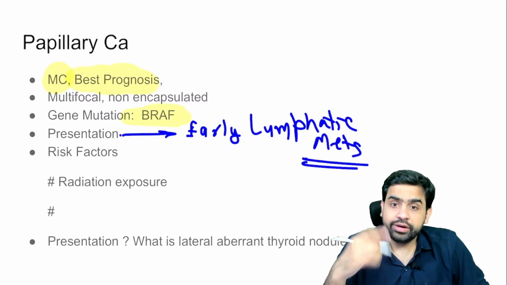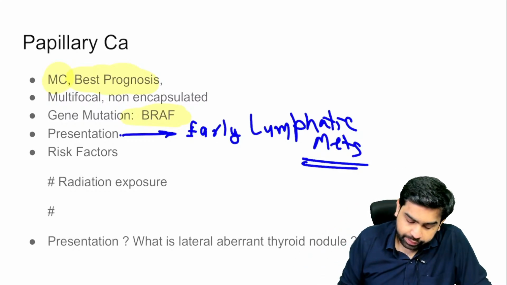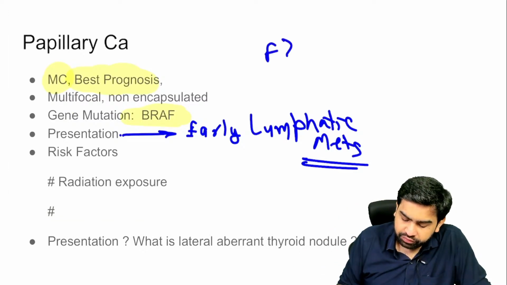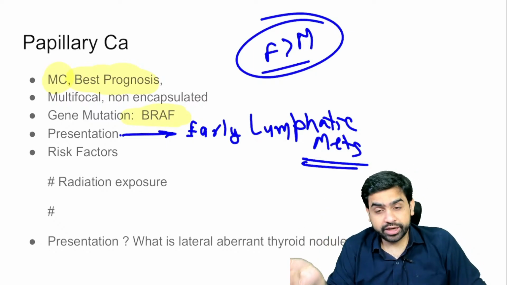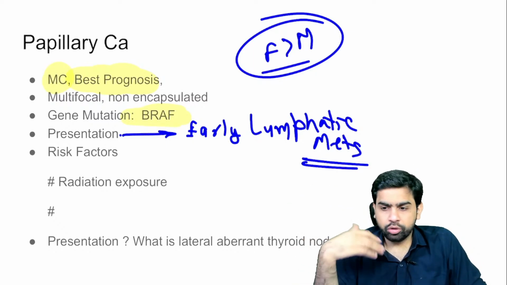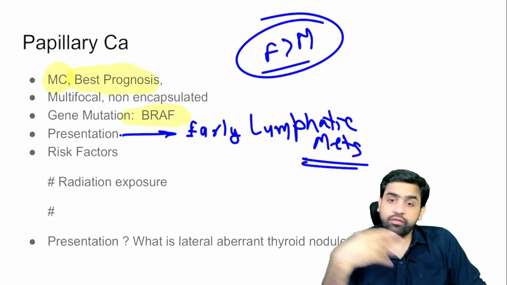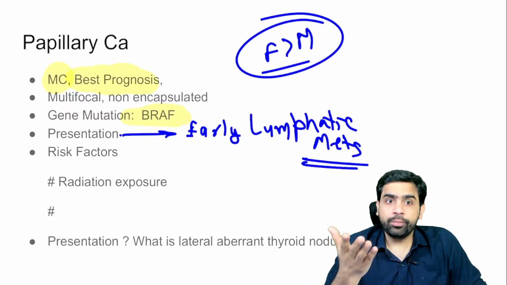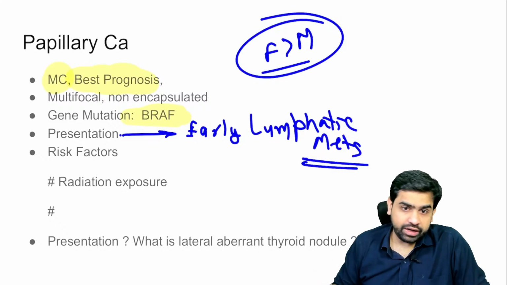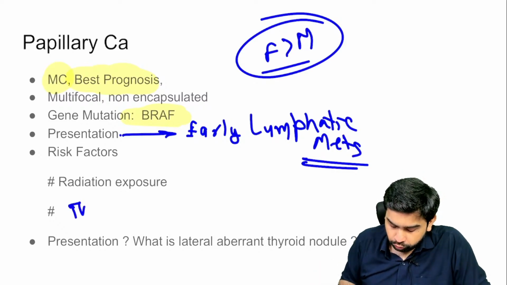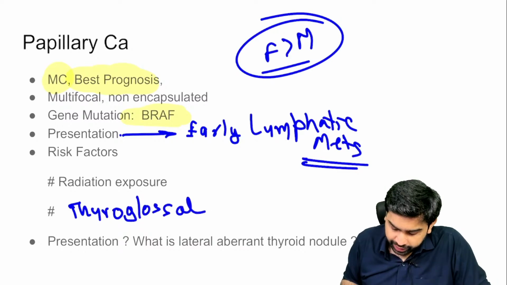What is the risk factor? Radiation exposure. This is more common in young females, around 30-35 years. What would you understand by radiation exposure? Probably in childhood, for some reason, the patients received radiation to the neck, and now they are coming to you with papillary carcinoma of thyroid. Another important risk factor is a thyroglossal cyst. A long-standing thyroglossal cyst can be a risk factor for papillary carcinoma of thyroid.